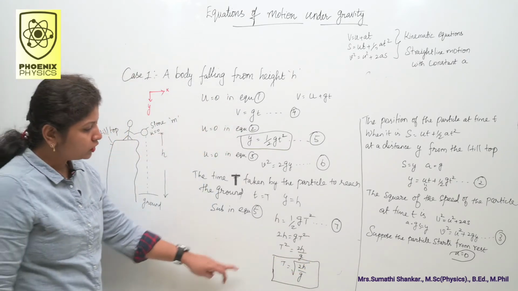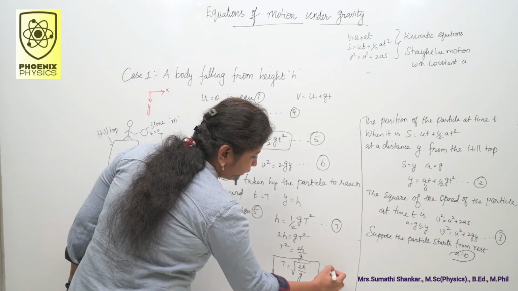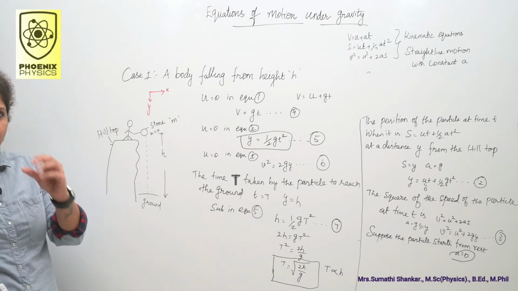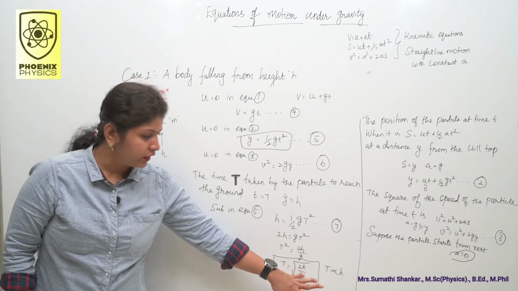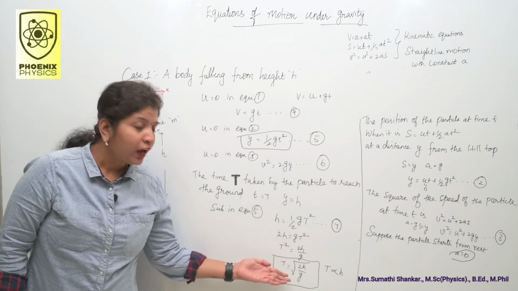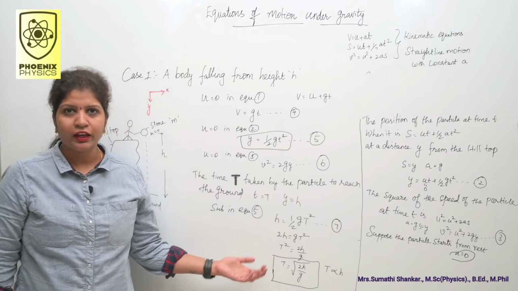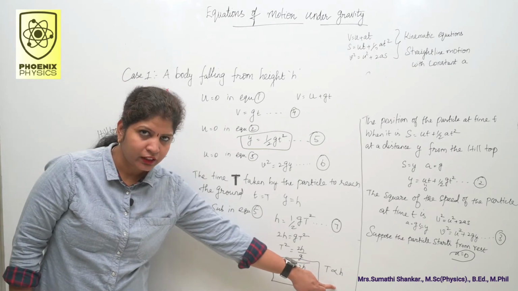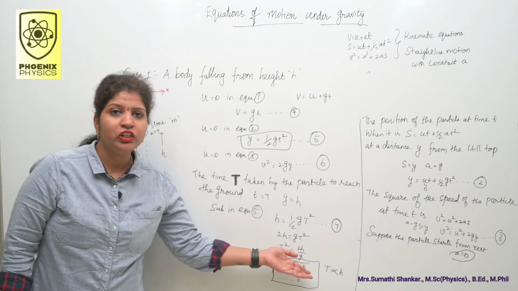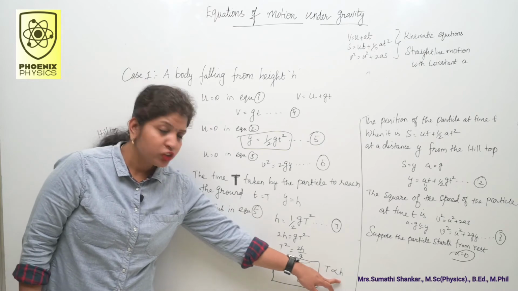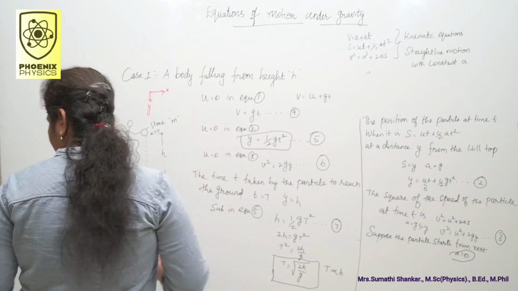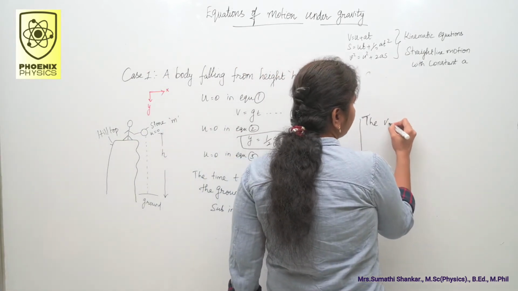Look at this expression. Here T is directly proportional to height. So what is your conclusion? Greater the height, the particle takes higher time to reach the ground. I repeat, greater the height, the particle takes higher time to reach the ground, which means if h increases, the time also increases.